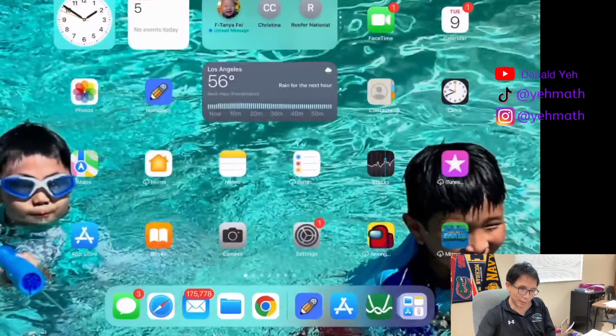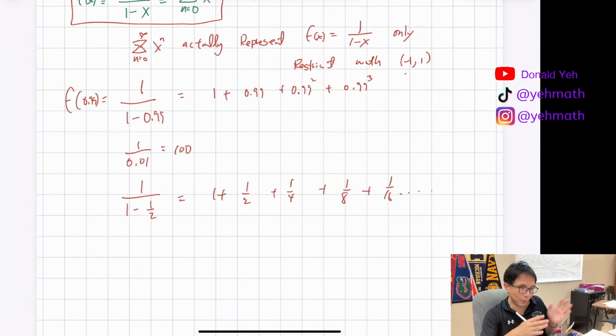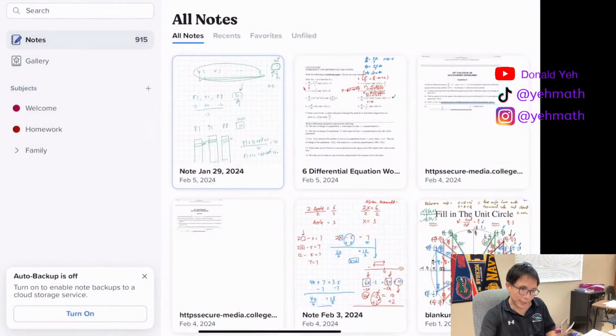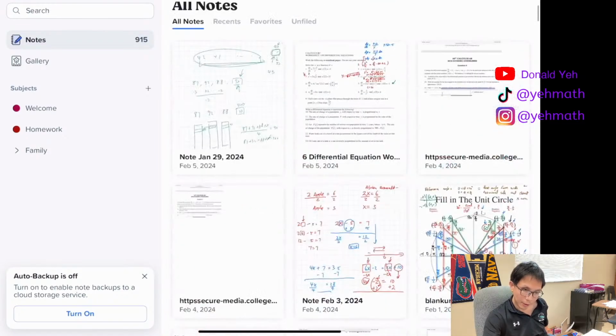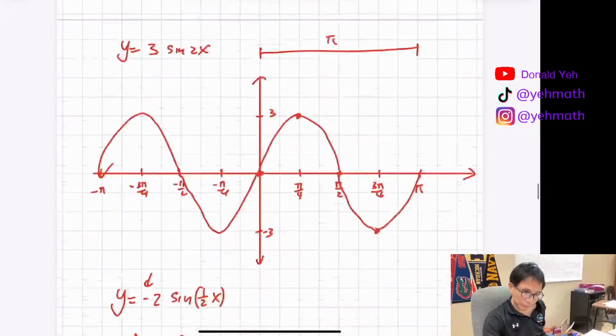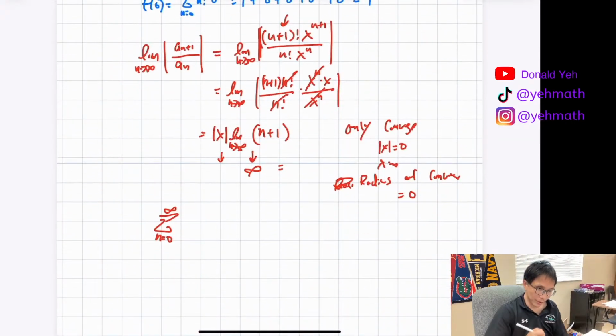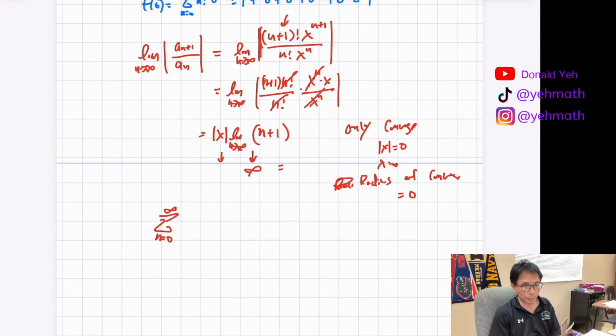So that's called radius of convergence and also interval of convergence. Interval is from where to where. Radius is what is the center. So I'm going to get to here. In this case, the radius of convergence is only 0. That means it only works on a specific point. It doesn't work on any other point besides that point.